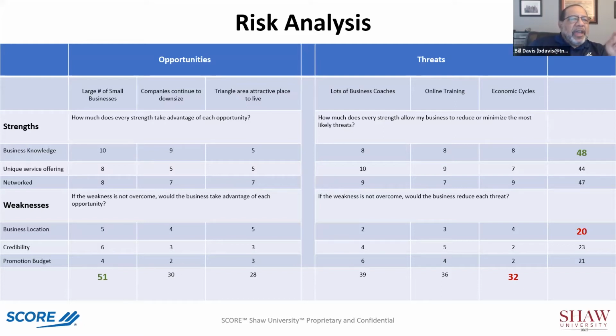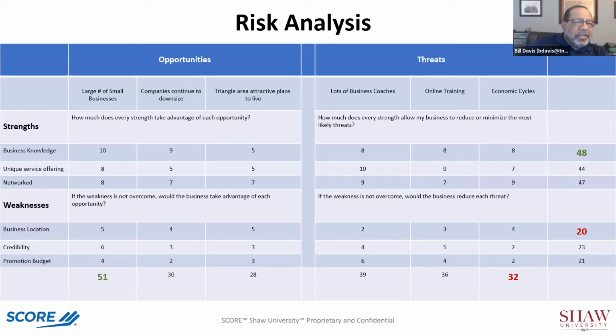And then if I looked at how much advantage I could take of big companies continuing to downsize as a result of my business knowledge, I rated that an 8. The fact that the triangle area was an attractive place to live, I rated how strong the business knowledge could take advantage of that opportunity as a 5, okay? So now you all see how the matrix works. And I did that for each one of them, okay?